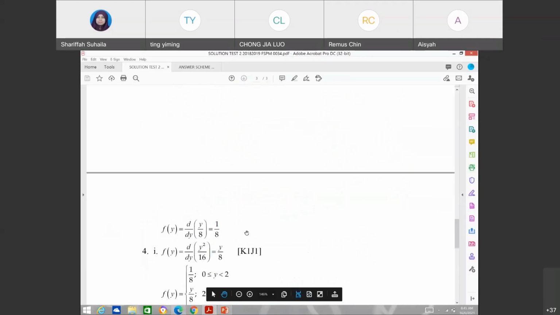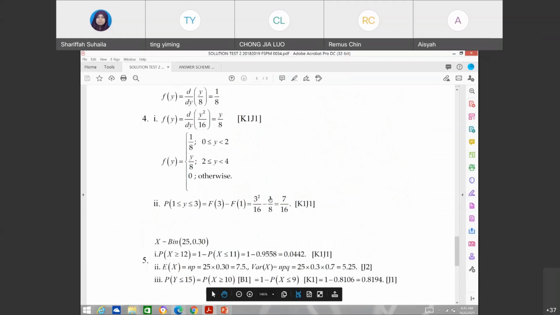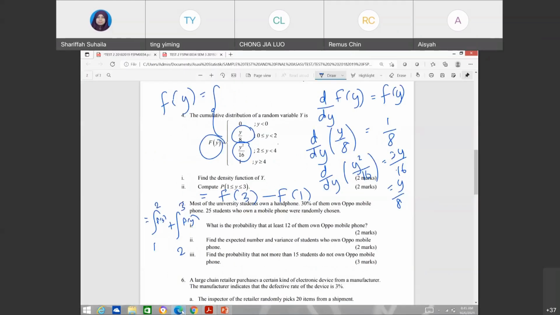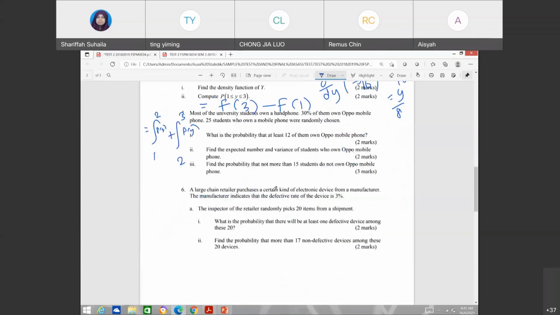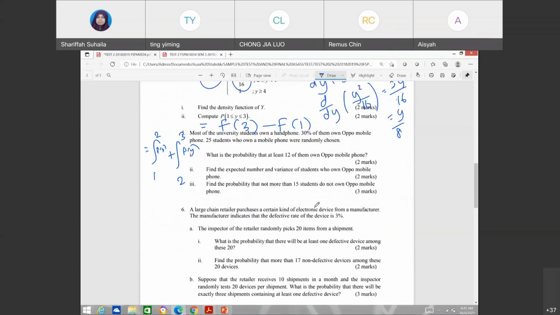Okay, so just substitute. Okay, 7 over 16. Okay, next we go for binomial distribution. Question 1 up to 4. Ini pun soalan yang dalam modul dia, modul hari tu. Sama juga, saya tak ada apa-apa. Okay, so again this one is binomial distribution.